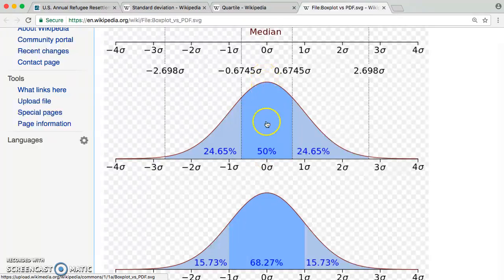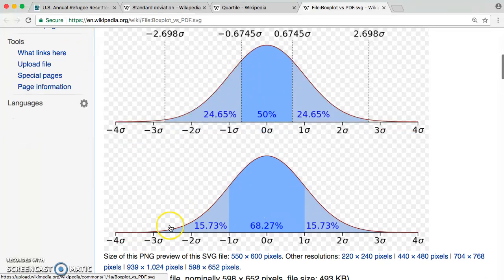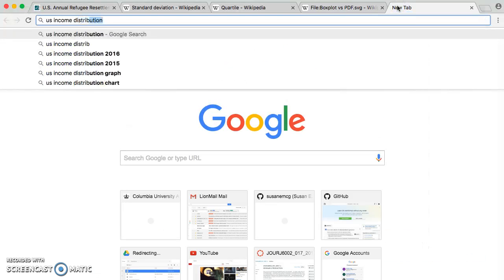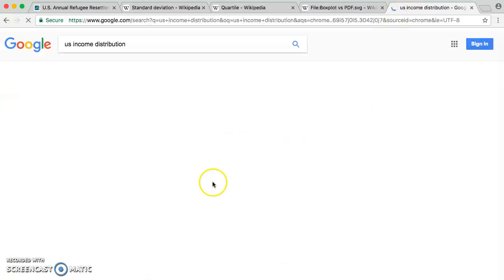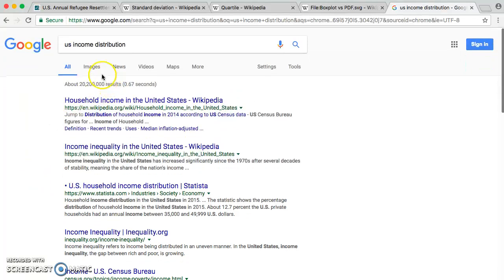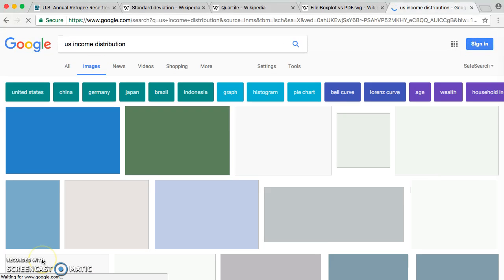And then because this is a favorite of statisticians, and I actually don't know if it applies to sociologists, because lots of things in the natural world appear to follow even distributions. Lots of things in the human world don't. For example, things like income distribution. So if we were to just say U.S. income distribution, let's see what we get. Let's see if there's any images. Maybe somebody's actually made the graph.